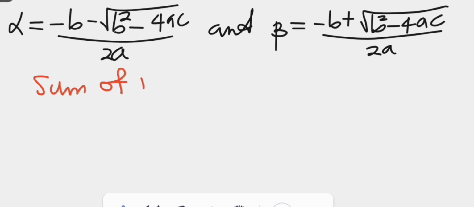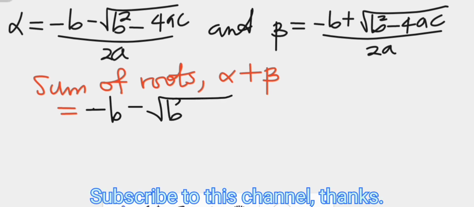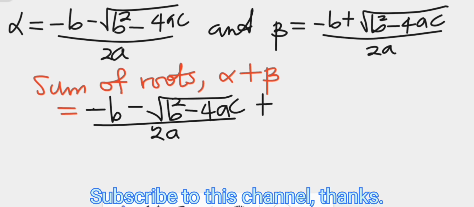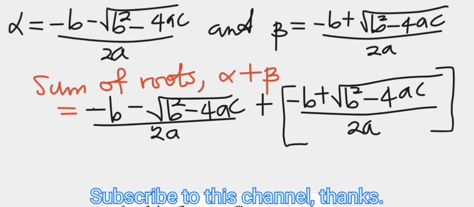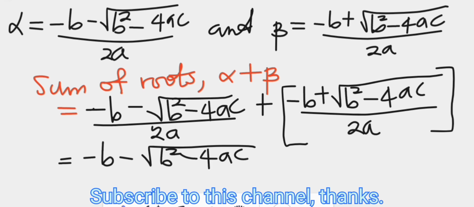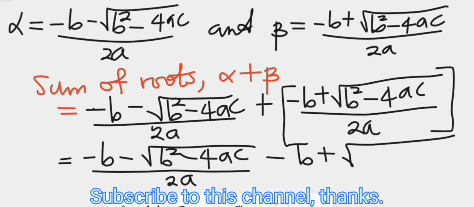Sum of roots, which is alpha plus beta, is going to be minus b minus square root of b squared minus 4ac over 2a plus minus b plus root b squared minus 4ac over 2a, which simplifies to minus b minus square root of b squared minus 4ac over 2a minus b plus the square root of b squared minus 4ac over 2a.